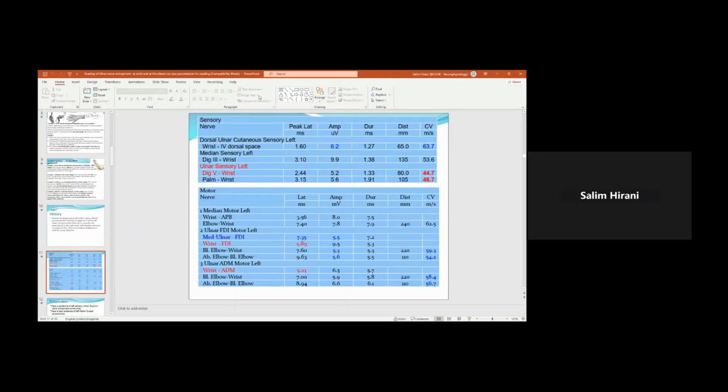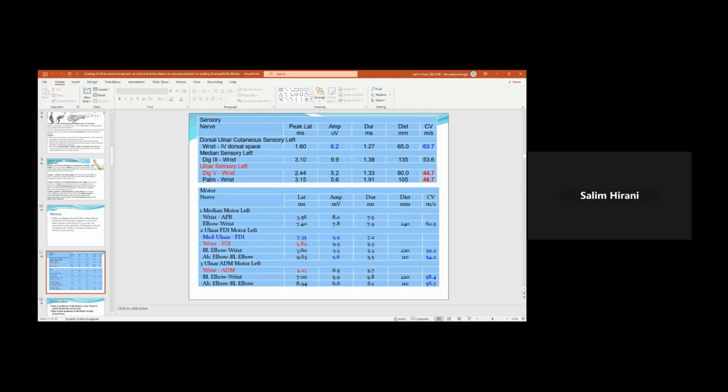When we did the nerve conduction study, the ulnar median nerve is normal and ulnar sensory amplitude is normal, but you can see that the conduction velocity from digit 5 to wrist and palm to wrist is less than 50, so 44 and 46. So that is compression at that level. In the motor area, the distal latency of the median nerve is around normal, amplitude is normal, and conduction velocity is normal.